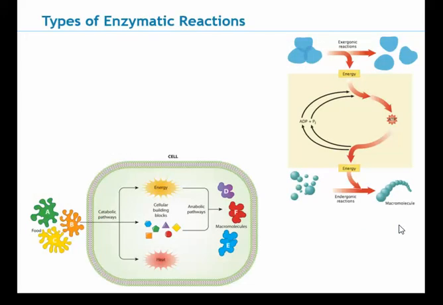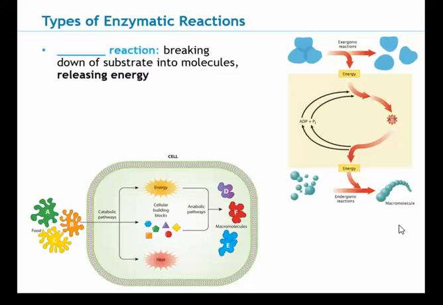Okay, so let's continue and get into the different types of reactions that occur in the body. So this term here, and I'll give you what this is, obviously. We're first going to talk about catabolic reactions. So what is a catabolic reaction? Breaking down substrates into molecules, releasing energy. This is also called an exergonic reaction.